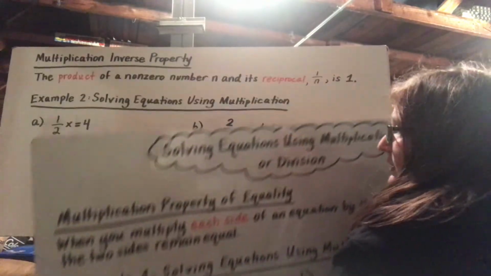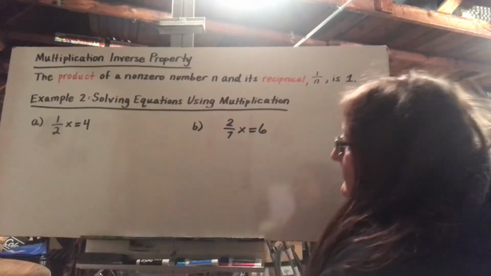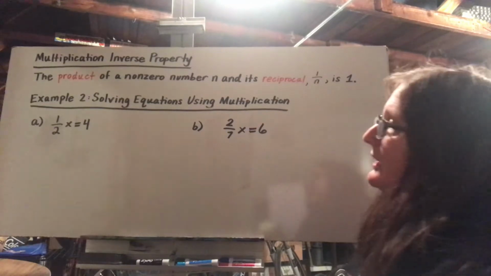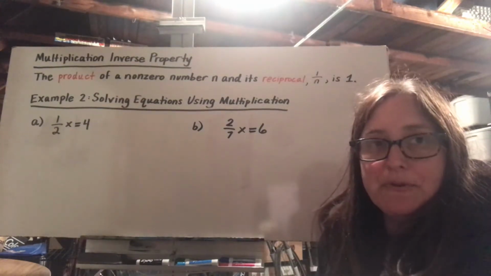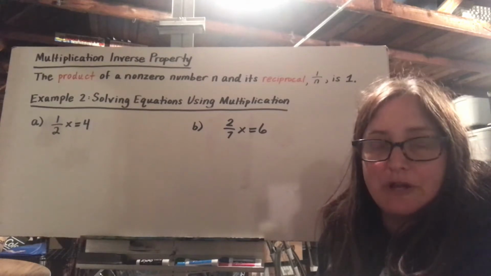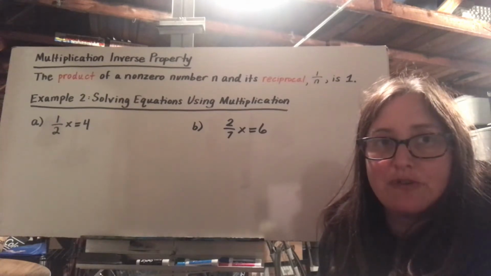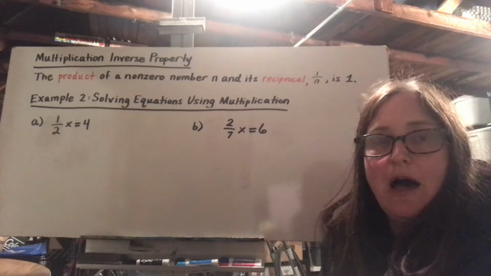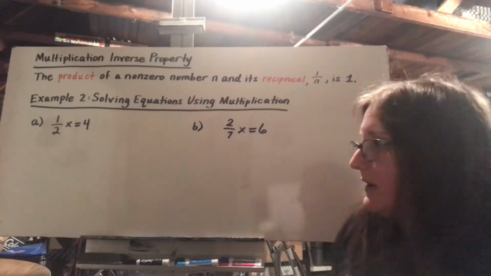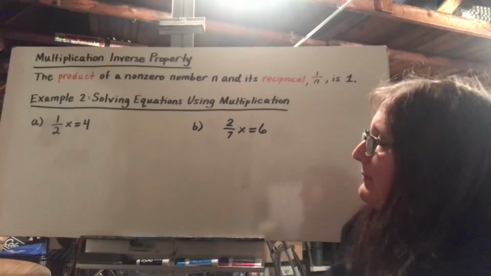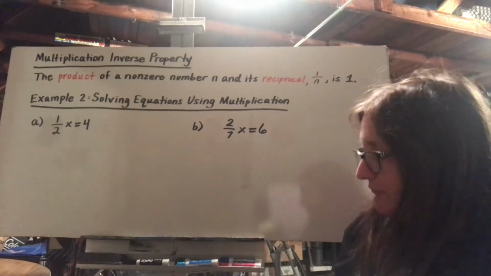All right, we're going to look at another example. This one uses the multiplication inverse property, which basically says whenever I'm multiplying by a fraction and I want to get rid of that fraction in order to isolate my variable, I'm going to multiply by that fraction's reciprocal, okay? So in this first problem, I have 1/2 x equals 4.